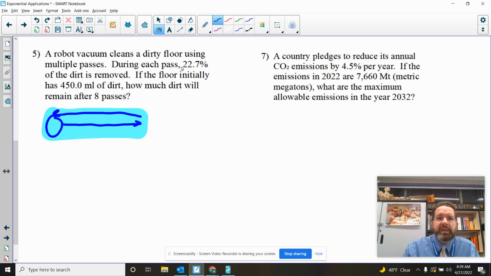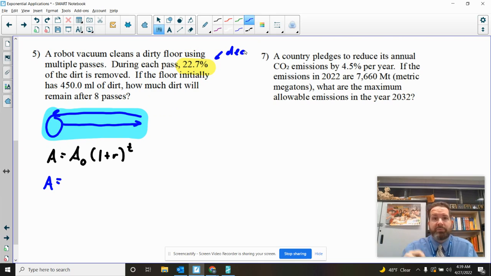So we have a change as a percent, so an exponential model is appropriate. Multiplier to the power of t. We don't know how much dirt is left after the 8 passes. We do know some other things. So we remove, I'm going to switch to my yellow there. We remove that much dirt, so that is a decrease because we're removing the dirt, so the amount of dirt goes down.